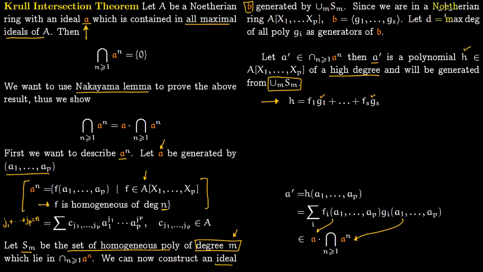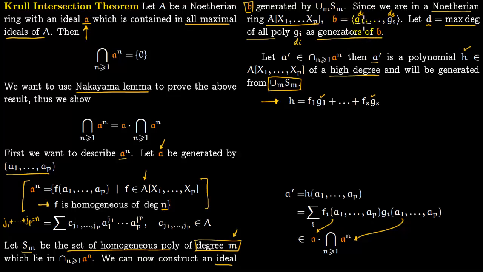So we have this Noetherian ring A[x1, ..., xp]. B is an ideal of this ring, and B is therefore generated by some finite set of generators g1 to gs. So say g1 has degree d1, g2 has degree d2, all the way to gs has degree ds. Let d be the maximum degree of all polynomials gi, where the degree of gi is di, as generators of B.